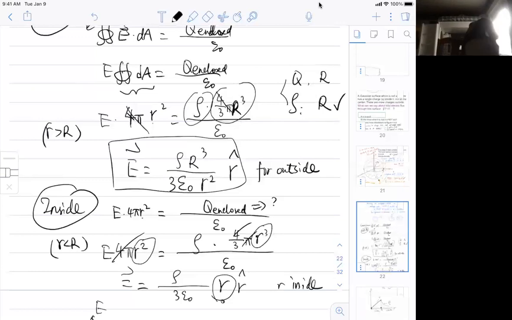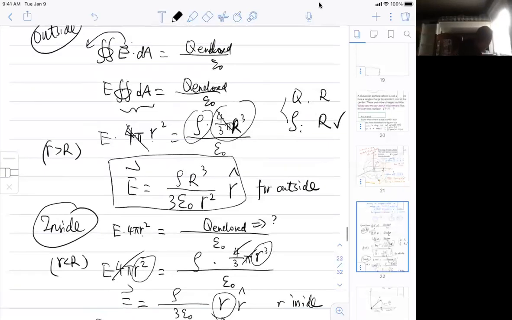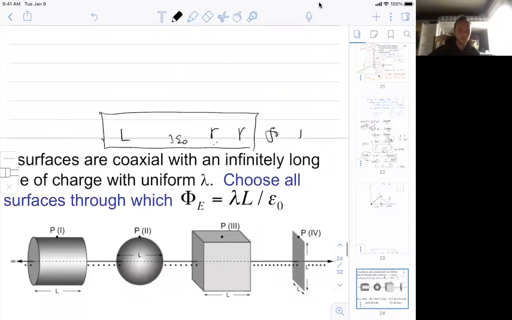What I mean by symmetry allows is that you have two conditions met. 1, E is parallel to dA or perpendicular to dA on some sides. 2, E is a constant on this Gaussian surface so that you can take it outside of the integral, like we did here. Okay, so that's one of our examples.